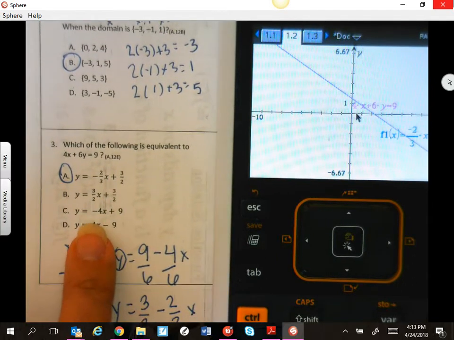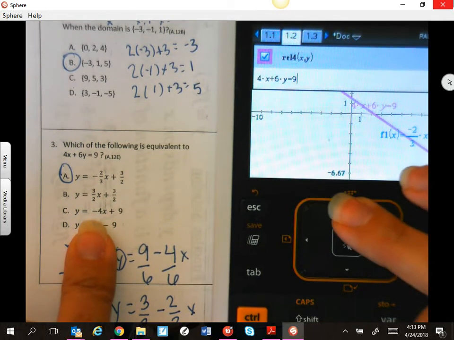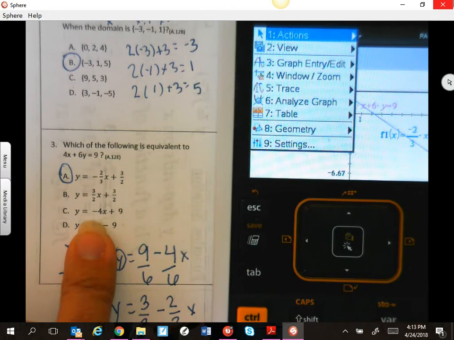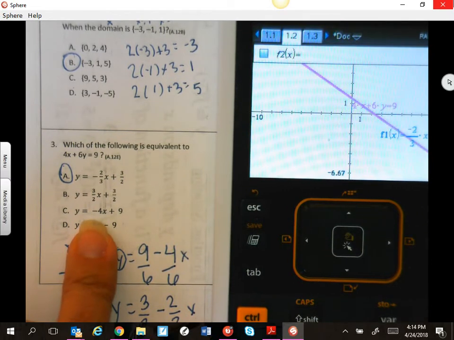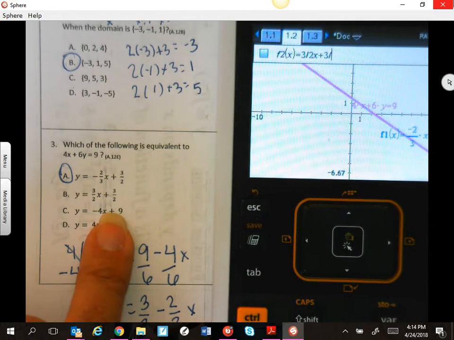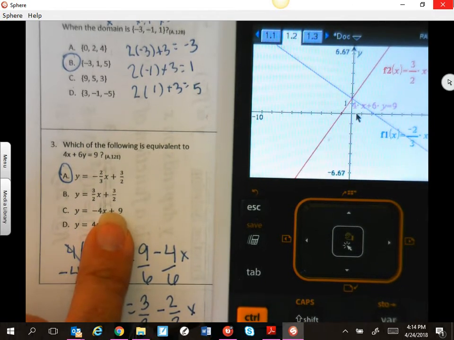If I'd done it incorrectly, meaning you change this back to a regular function. If I put in this 3 over 2 x plus 3 over 2, I can see that it does not overlap that line, and I did not do it correct.